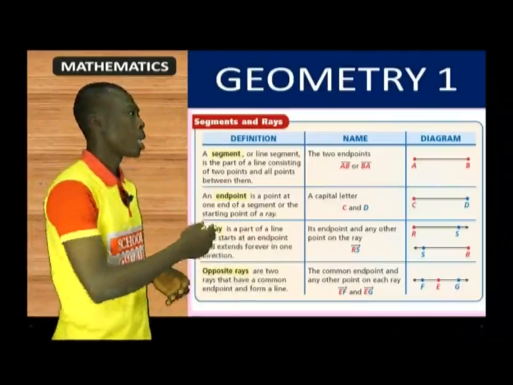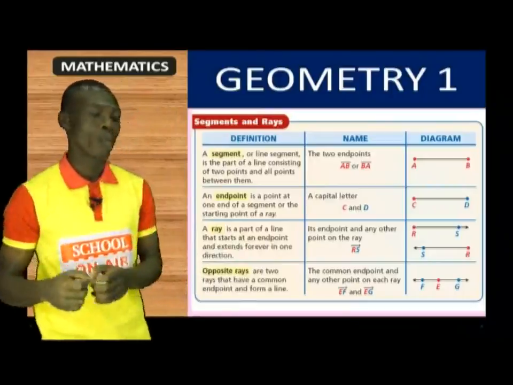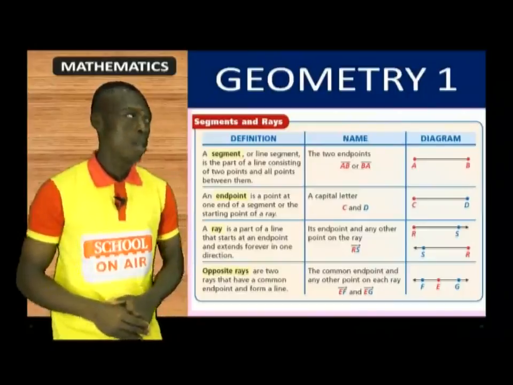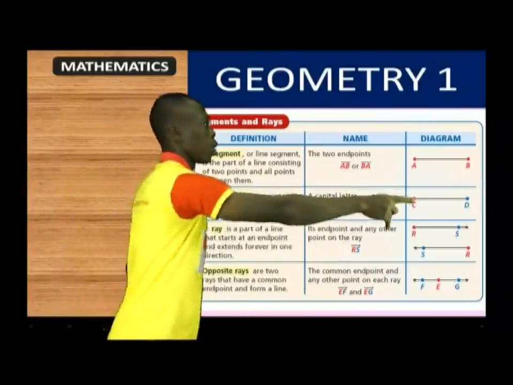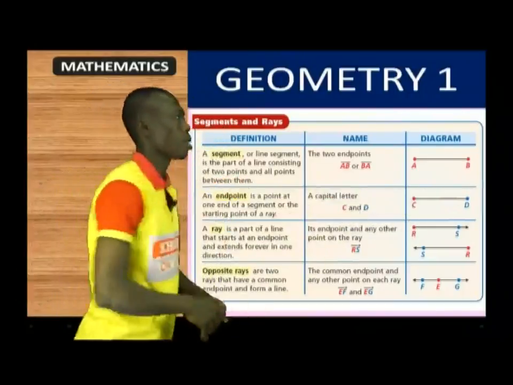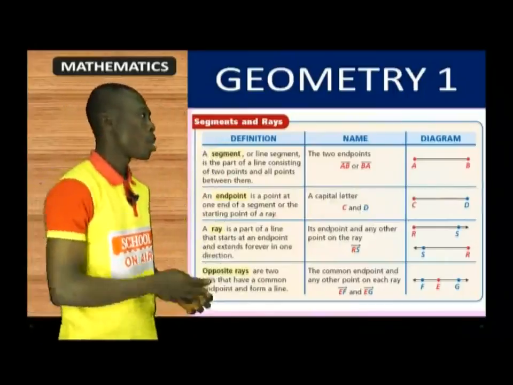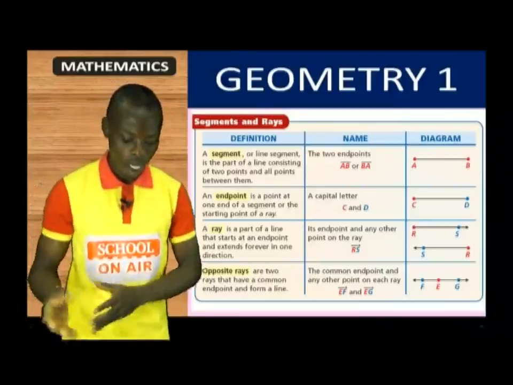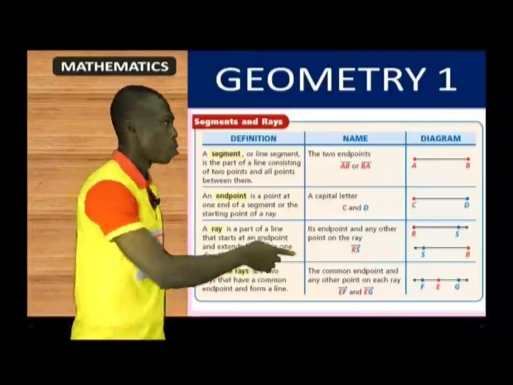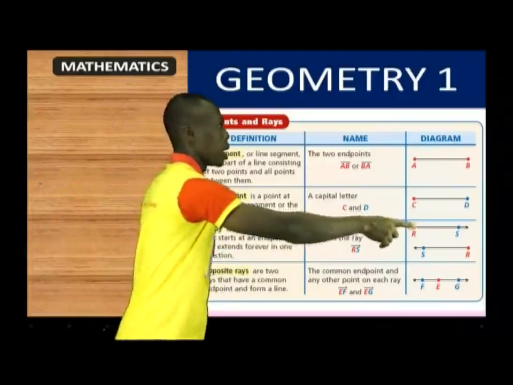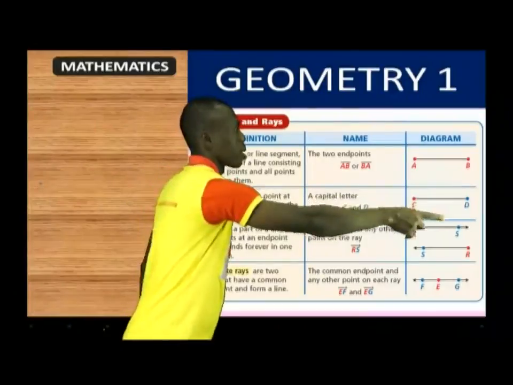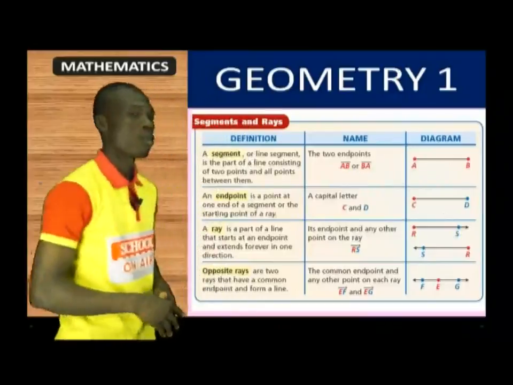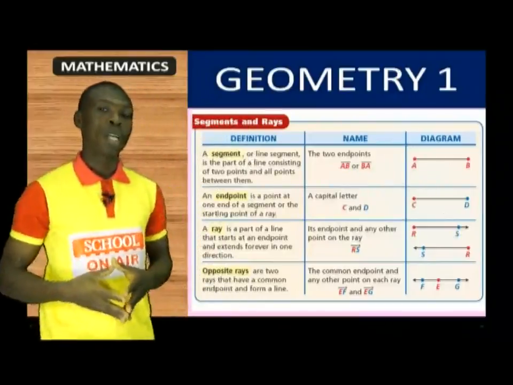We said an endpoint is a point at one end of a segment or the starting point of a ray. Here, we have point D as an endpoint. And we said a ray is a part of a line that starts at an endpoint and extends forever in one direction. In the example there, it starts from here, passes through another point, and continues moving endlessly. So that's what a ray is.